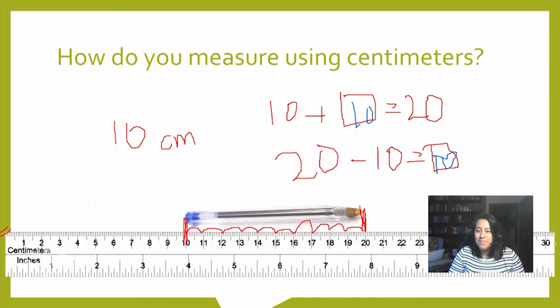I'm trying my best to write a 10. So remember, if you can't start measuring from 0, you need to think of the length of the object as the difference between the number you start on and the number that you end on.